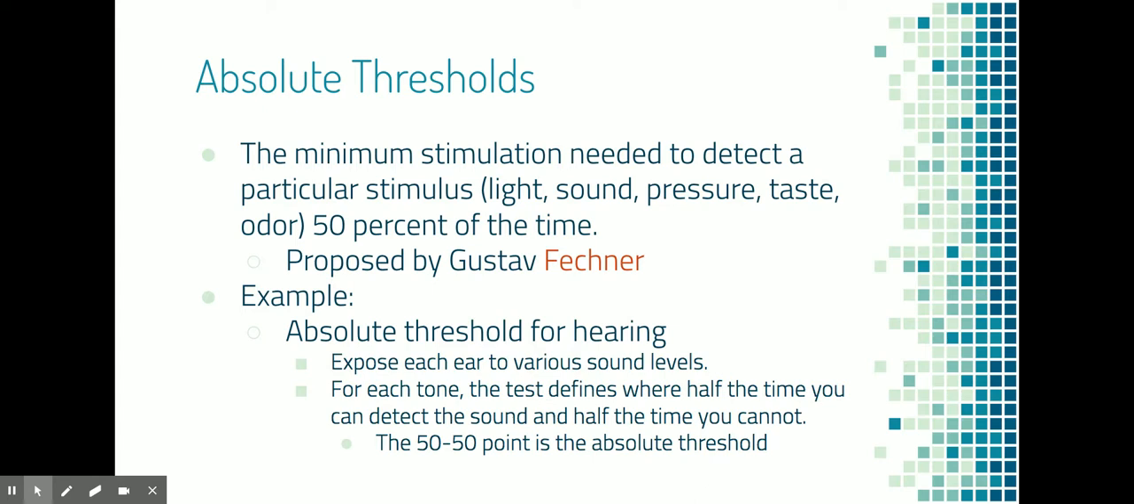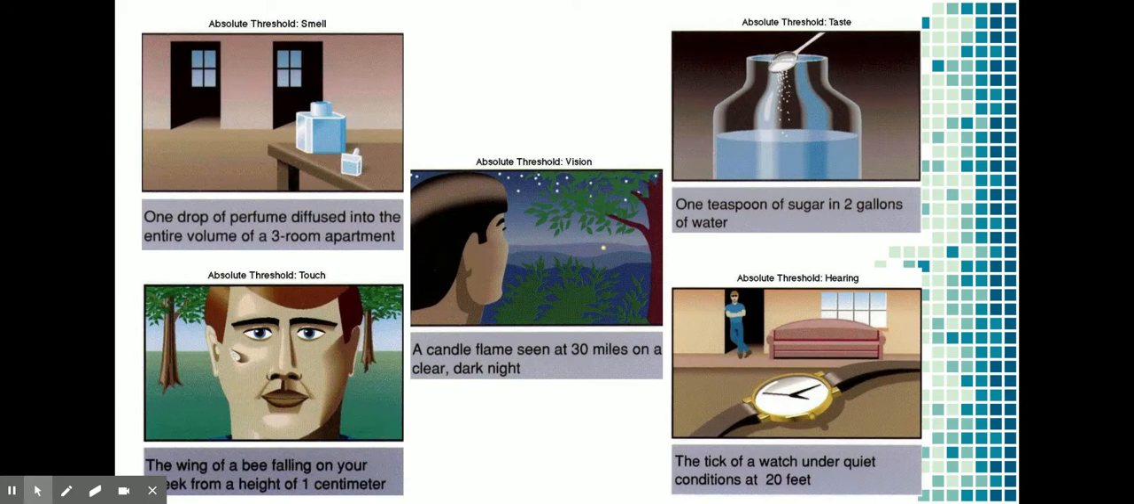Fechner came up with some general ideas of what he thought people's absolute thresholds were. You do not have to memorize these. These are meant to serve as examples. So for example, for absolute threshold for smell, he said the minimum amount of chemical in the air for you to be able to smell is about 1 drop of perfume diffused into an entire 3-room apartment. That would be the smallest amount of this chemical floating through the air that you would be able to detect that there was perfume somewhere in the room.